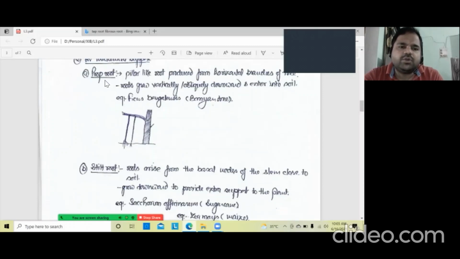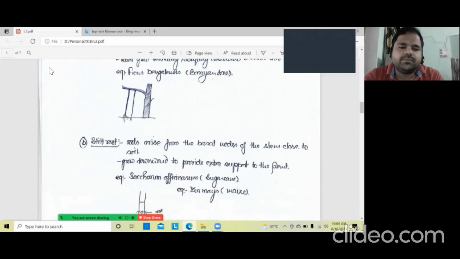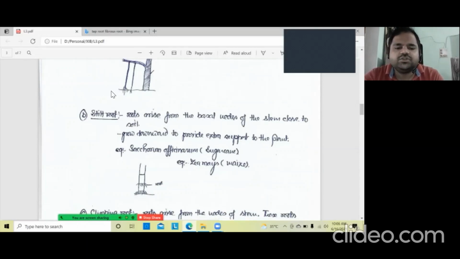Now we'll see the second modification of the adventitious root for mechanical support, and this one is the stilt root. We might have seen this kind of root in case of sugarcane. These roots arise from the basal nodes of the stem close to the soil. In sugarcane, we have seen several root-like structures. These are the stilt roots, and they grow downward to provide extra support to the plant. And the examples are maize and sugarcane.